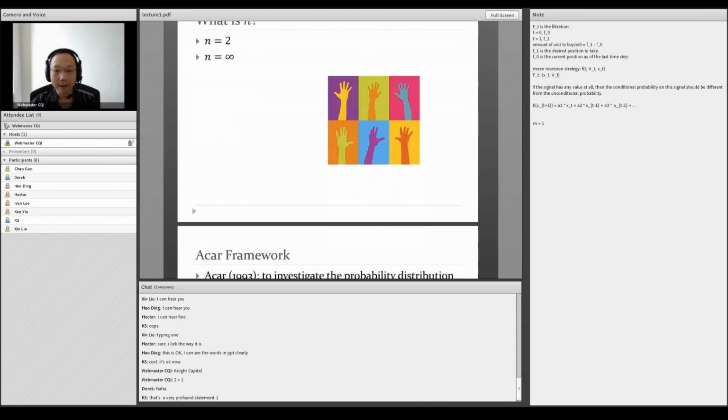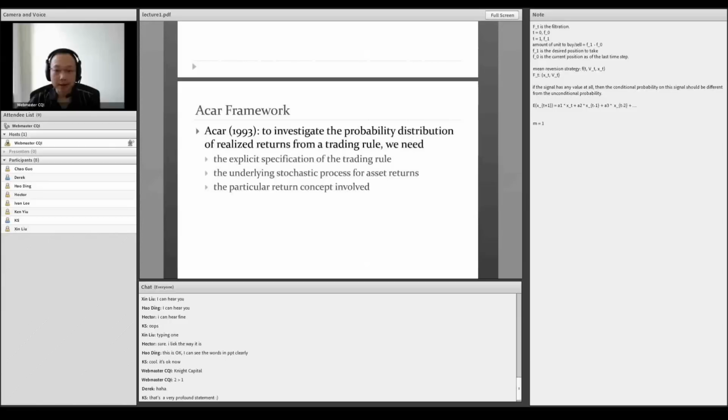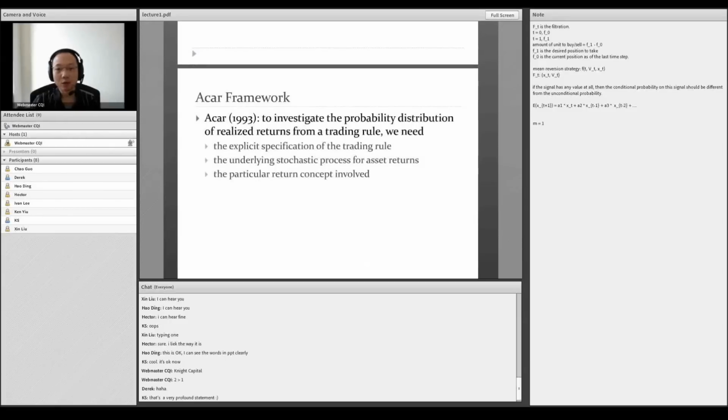In order to do this analysis, we rely on what's called the Aker framework. Aker published a paper in 1993 about how we can analyze trading strategies. Basically, what he said is that in order to analyze a trading strategy, you need to do three things. Number one, you need to be able to write down the trading strategy explicitly. This is obvious, right? If you cannot write down the strategy, then you cannot do any analysis. And we just did that: we have an exact specification of the trading rules, which is this one.